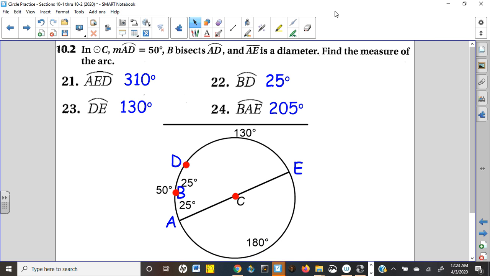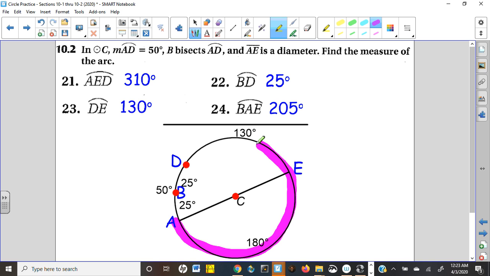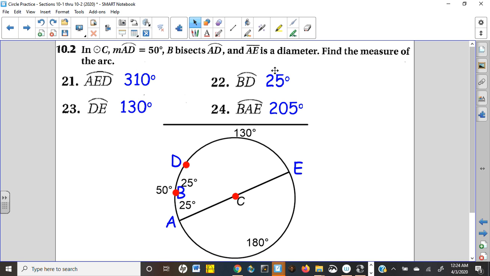And once you have your stuff labeled, these problems become very simple. AED is from A. Now it's three letters, so that means I have to go through E first before I get to D. The easiest way to do that is what? 360 minus 50. So that's where the 310 comes from. BD becomes very simple. It's just 25, right? Half of 50, and so on. So that's how I would do that one. If they give you information but they don't label anything, I would always draw a picture. Okay.